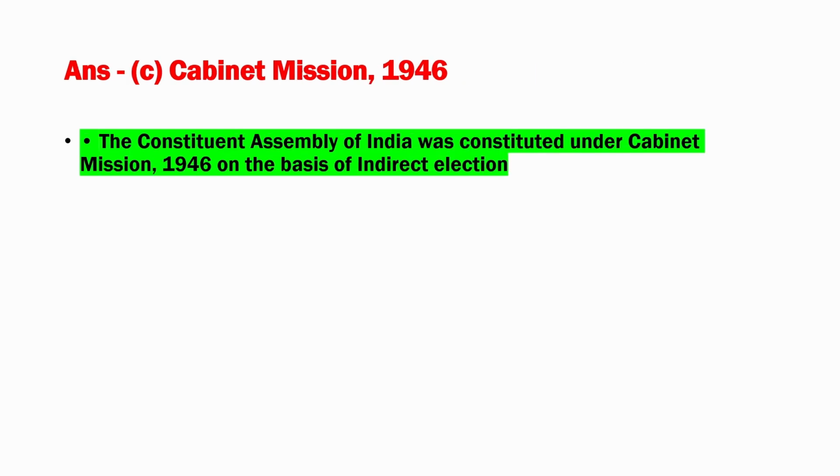16. The Indian Constituent Assembly was established under. The correct answer is C, Cabinet Mission, 1946. The Constituent Assembly of India was constituted under the Cabinet Mission, 1946 on the basis of indirect election.